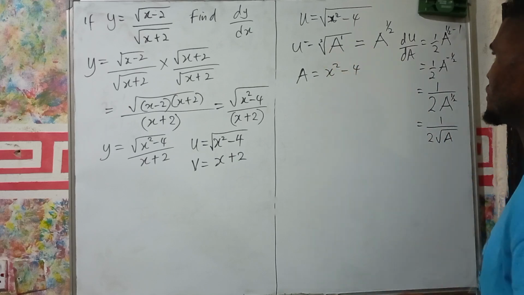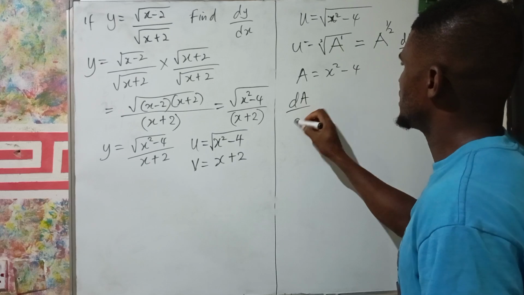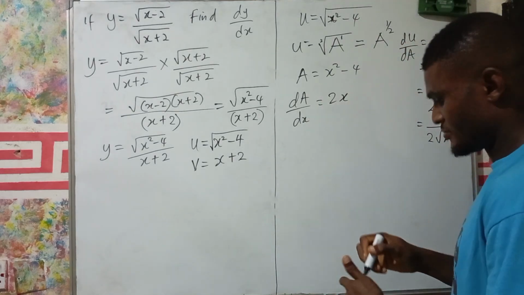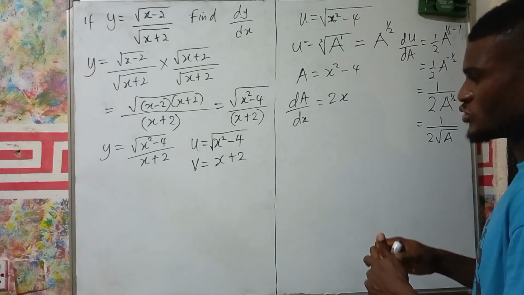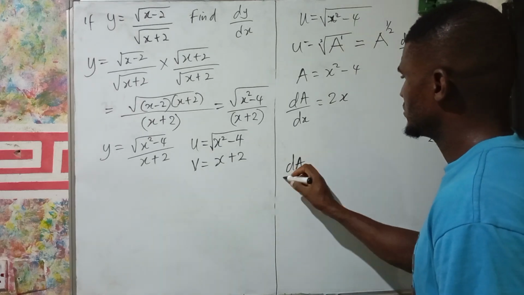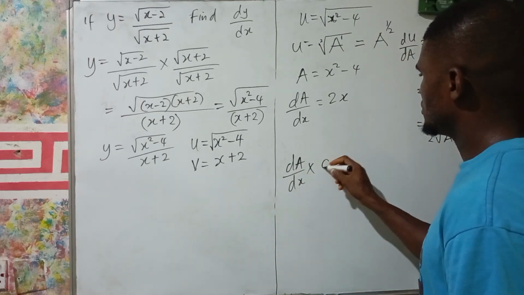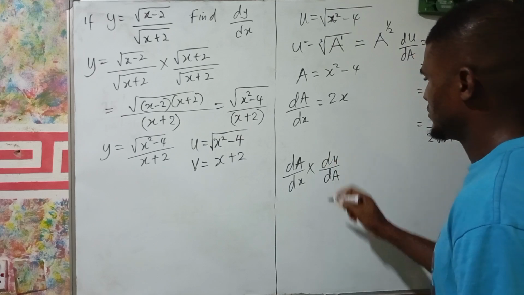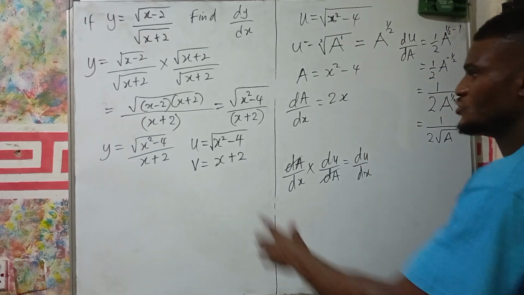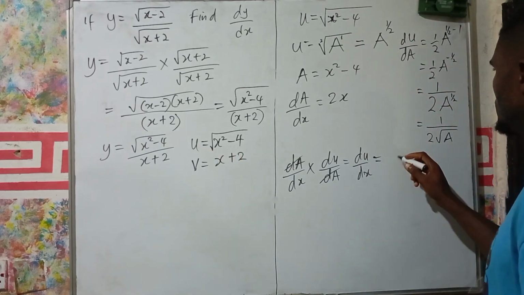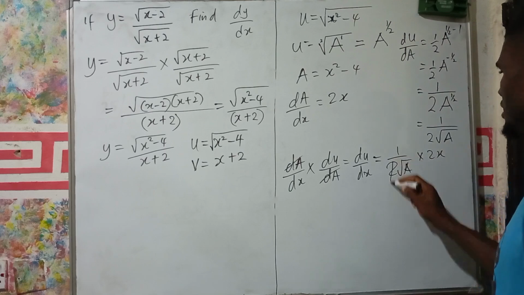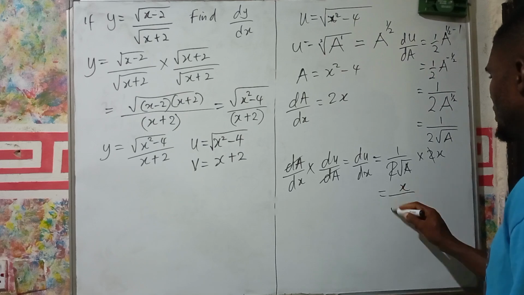Alright, so now let's differentiate a here. Differentiating a with respect to x, da over dx, will be equal to 2x. Now the two things that we are differentiating, we are going to multiply them together. Multiplying da over dx with du over da, we are left with du over dx, which means we have differentiated u now. So this will be equal to 1 all over 2 root a times 2x. Now these two cancel these two and we are left with x over root of a.